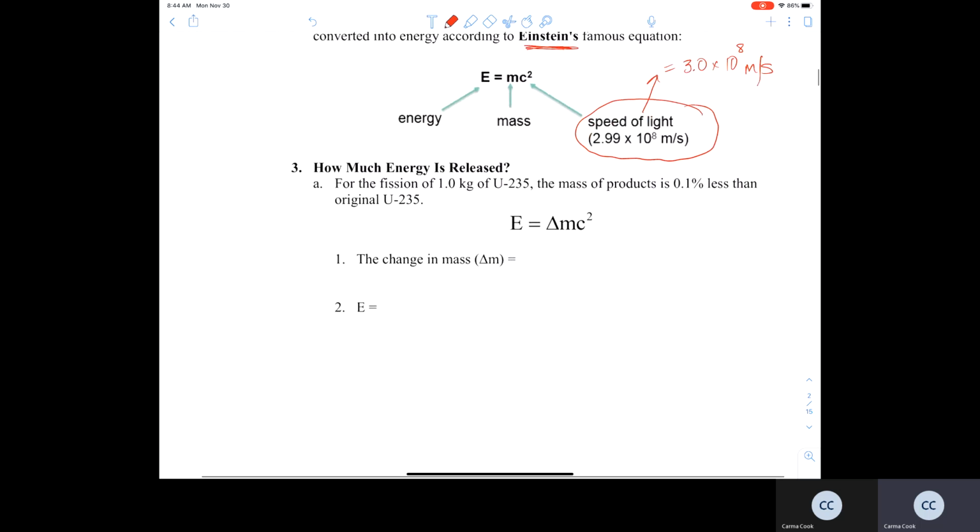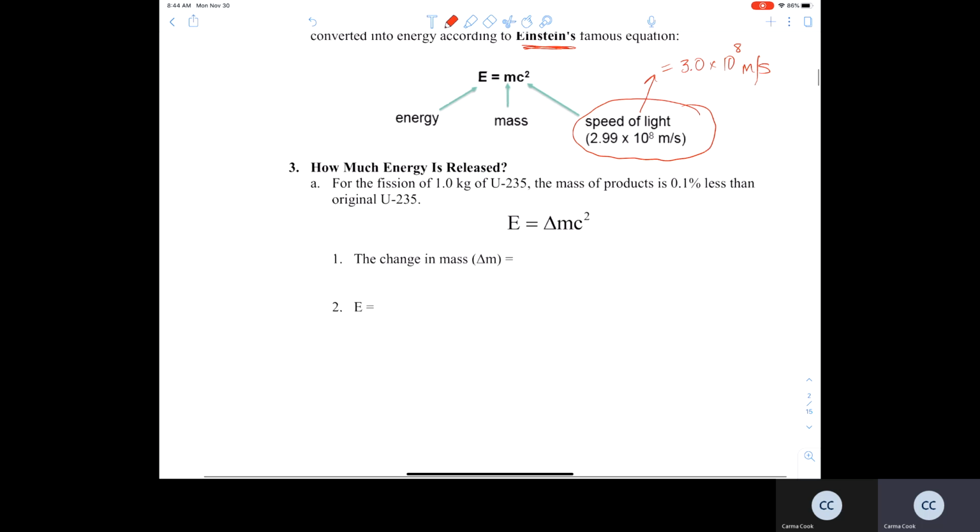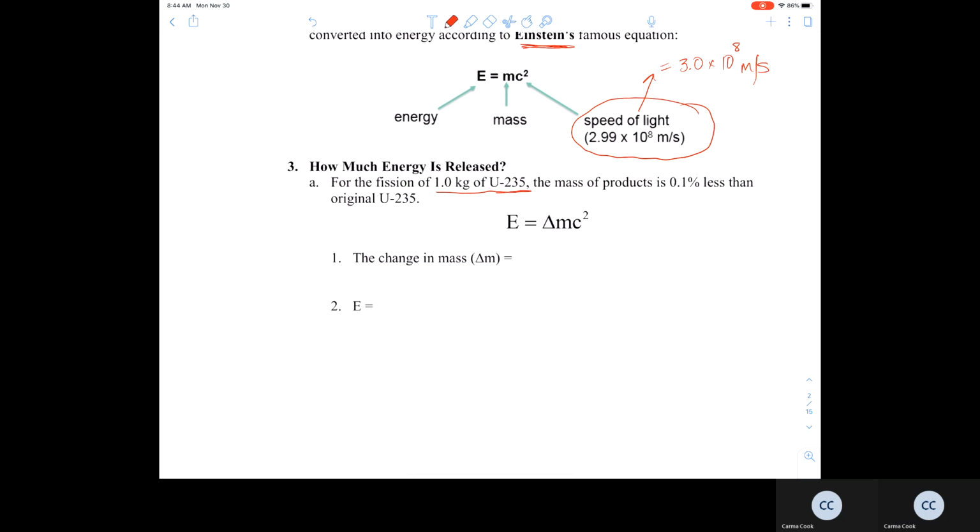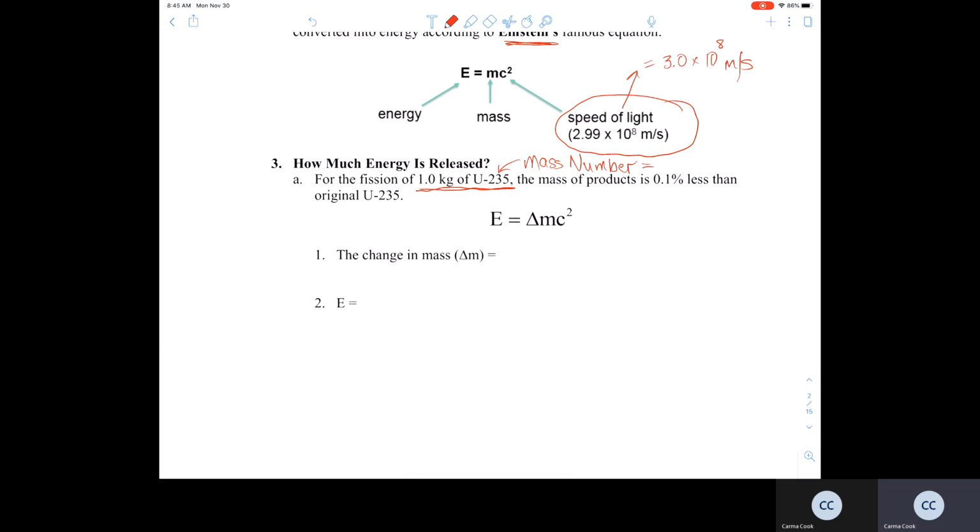So if you are going to perform a nuclear fission reaction to get that energy released, and you start off with 1 kilogram of a radioactive element, uranium-235, the uranium symbol is capital U, and the 235 is the mass number. The mass number, as we recall from our previous chapter, is the number of protons plus the number of neutrons.